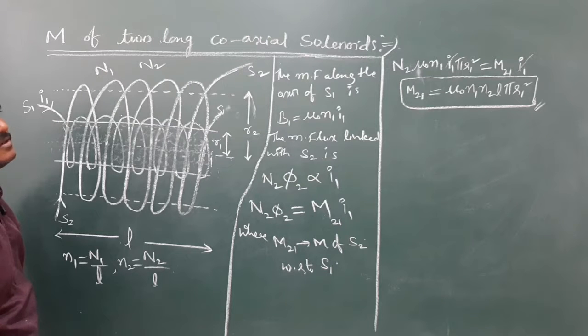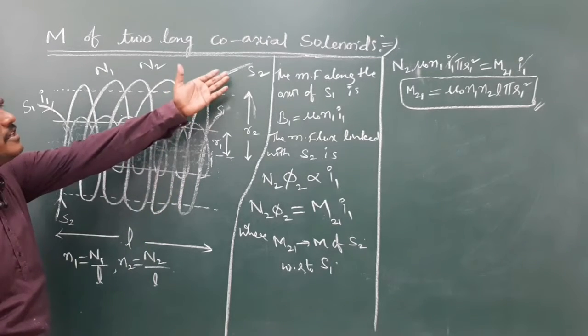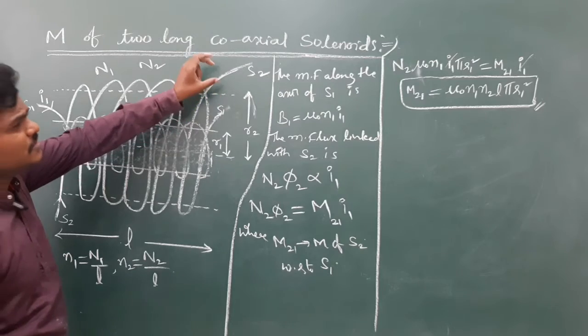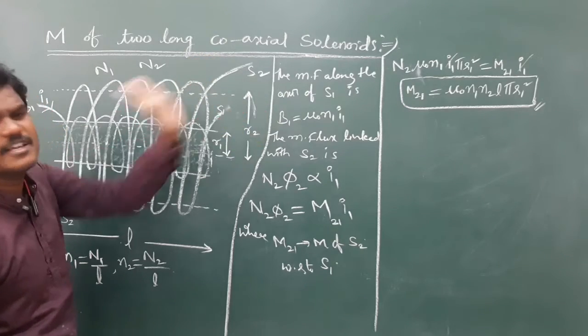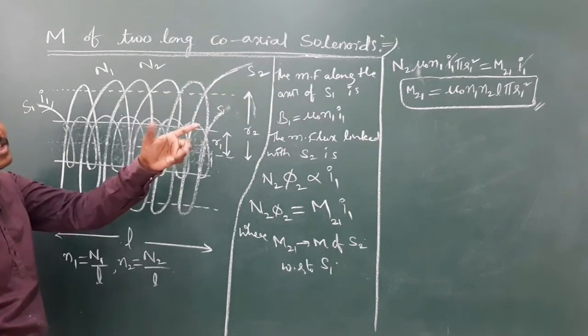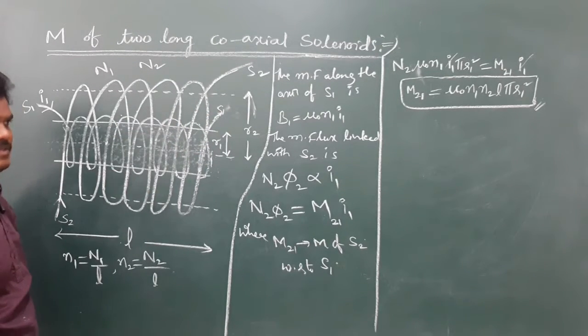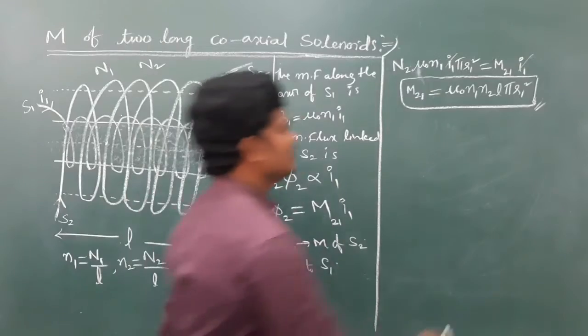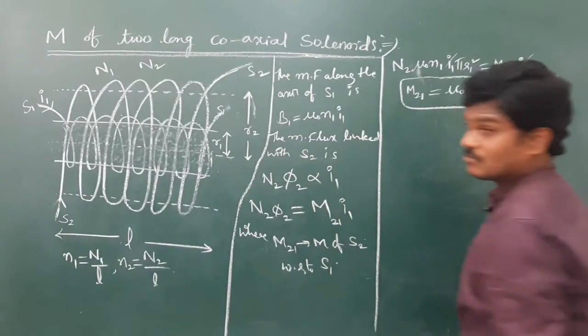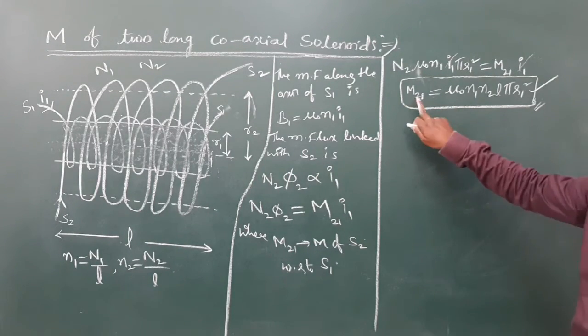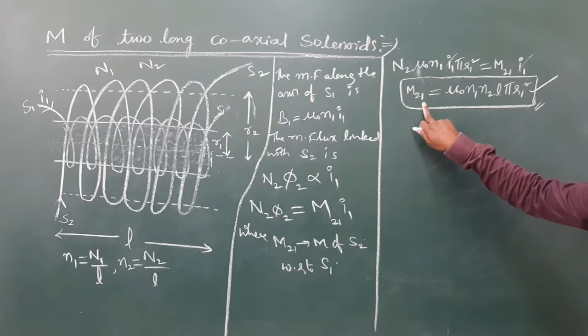M21. Similarly, if you send some current I2 in S2, you will get the same answer, but the name is reversed. You will get the mutual inductance of 1 with respect to 2. I'll show that also, but up to here is enough. Let me continue some more steps also. I got the mutual inductance of the second one with respect to the first one.